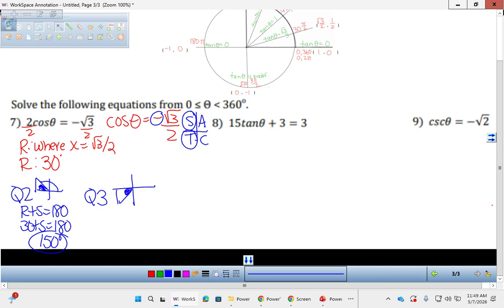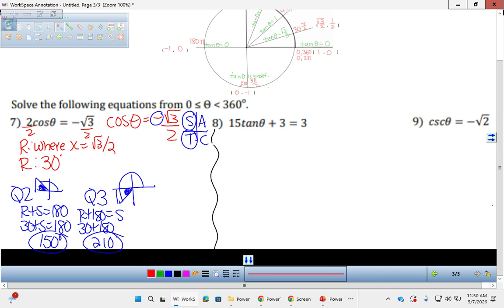In quadrant 3, you can draw a picture if you want. This is what we know, it's 30, but what we want is 180 plus the 30. So the rule in this quadrant is R plus 180 equals S. Well, my R is 30. So I'm going to do 30 plus 180, which is 210 degrees for my second answer.